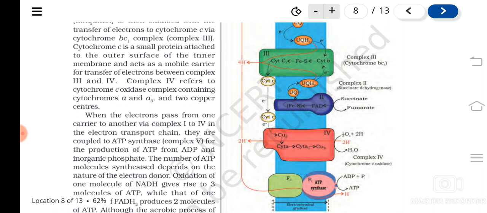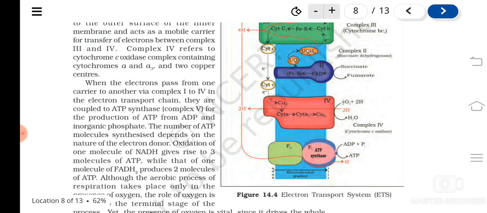Which are used for the production of ATP from ADP and inorganic phosphate. Now we have learned that NADH2 is equivalent to producing 3 ATPs, and FADH2 is able to produce 2 ATPs. On this basis, it depends on which compound is getting oxidized, and the number of ATP also differs.